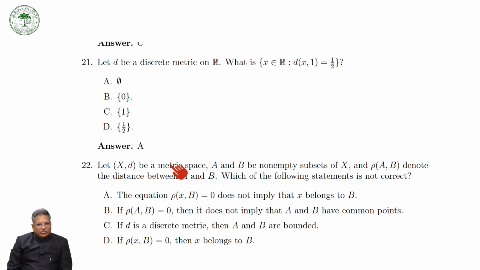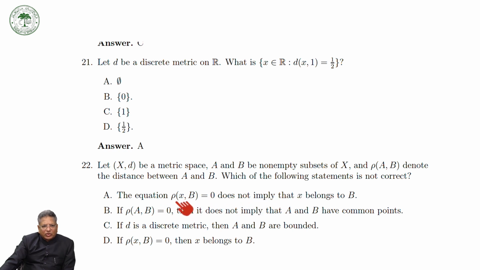So we will continue. In the previous talk, we have also seen several MCQs, and now we will continue this one. Here I have another MCQ which says: let X be a metric space, A and B be non-empty subsets of X, and rho AB denote the distance between A and B. Then which of the following statements is not correct?